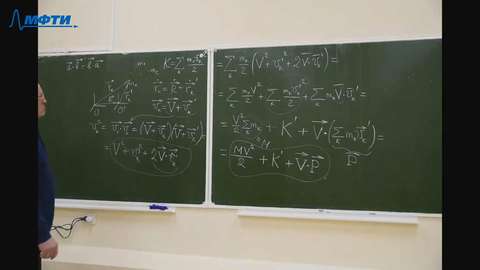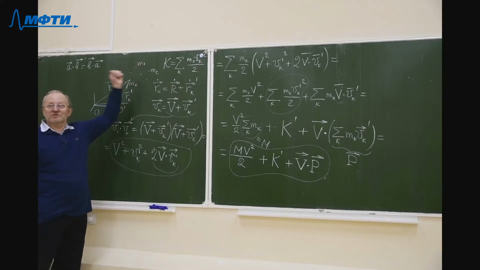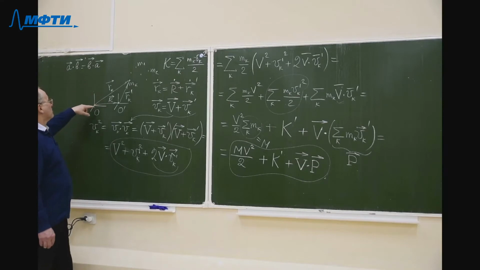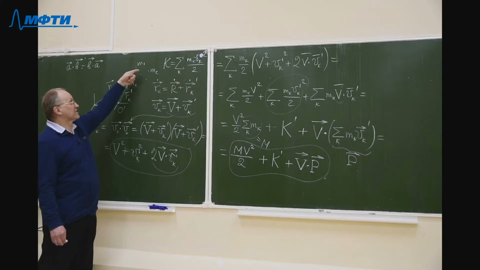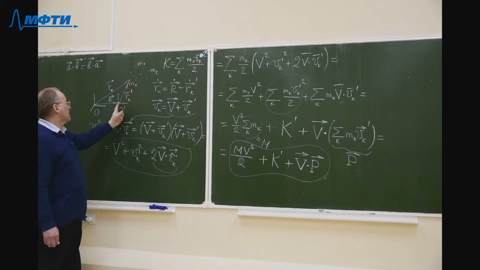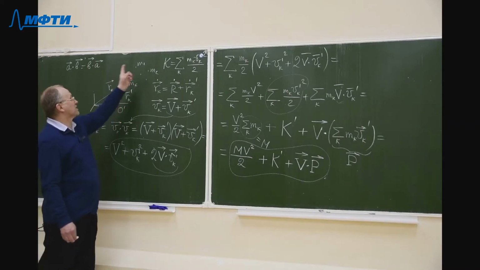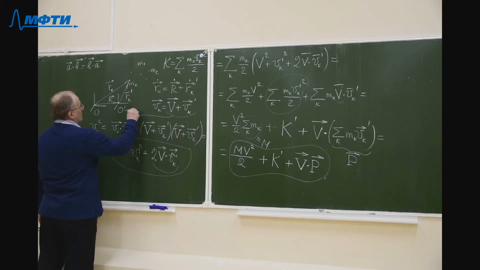He assumed that the second reference frame coincides with the center of mass of the system. So the question is, what if we measure the kinetic energy of the system of particles with respect to the center of mass of this system of particles? So the second frame O prime coincides with the center of mass. That is, this is a center of mass reference frame.